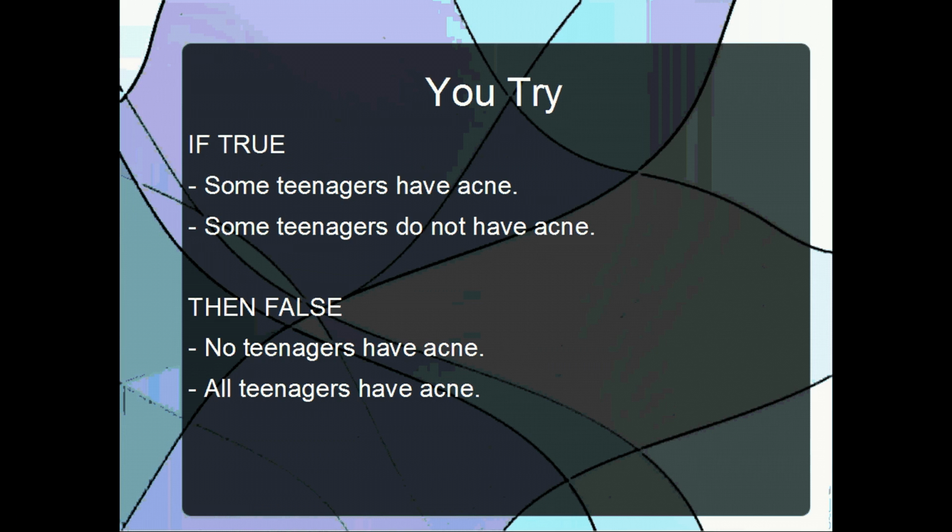Okay, so again, let's say you have 1 billion teenagers, and one of them has acne, and another one does not have acne. Then because both of those propositions with a subcontrary relationship would be true, then no teenagers have acne would be false, since it would be true that some teenagers have acne. And all teenagers have acne would be false, because it would be true that some teenagers do not have acne. Okay?